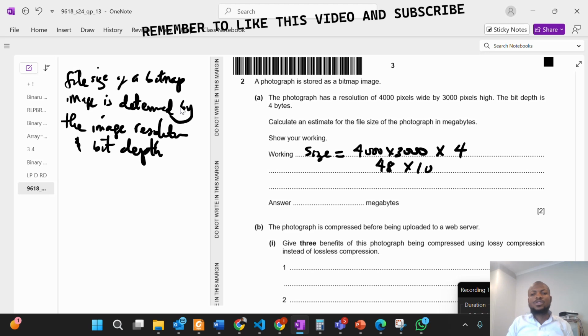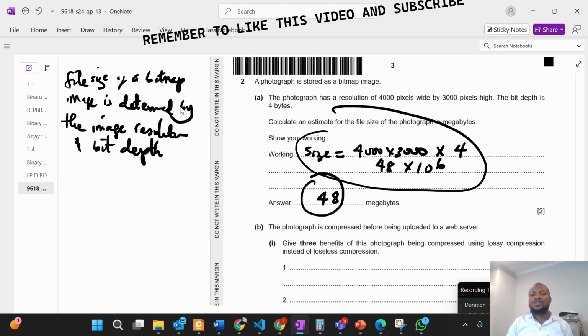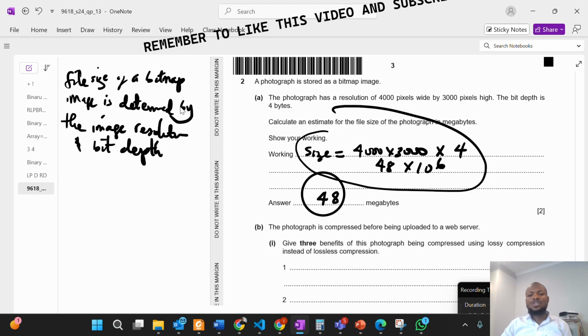And this is times 10 raised to the power 6, right? So the answer is 48 megabytes. If you don't write your 48 megabytes here, you might just get 1 mark, because it is 1 mark for the working and 1 mark for the final answer. So you must write your final answer separately. Is this understood? So you must be able to identify your final answer apart from the working. Okay, good. That has been solved.